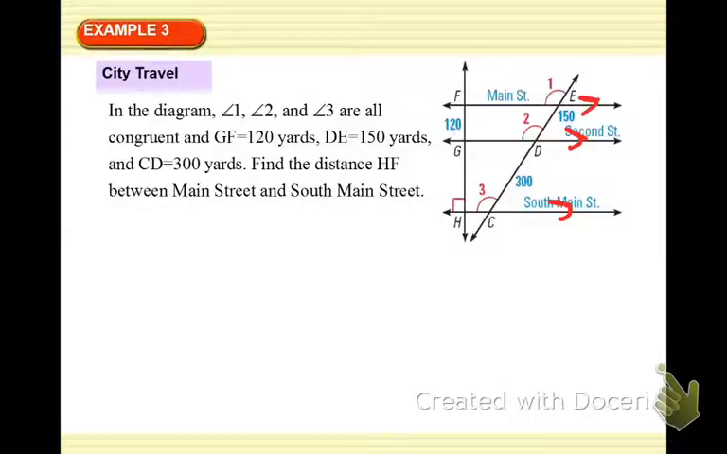Okay? And then it gives us some lengths. GF is 120, DE is 150, CD is 300. We have to find HF. In order to find HF, what do I have to find first? Yeah, GH. We've got to find GH. How would I do that? Using the theorem we just did on the previous slide. How would I set it up?